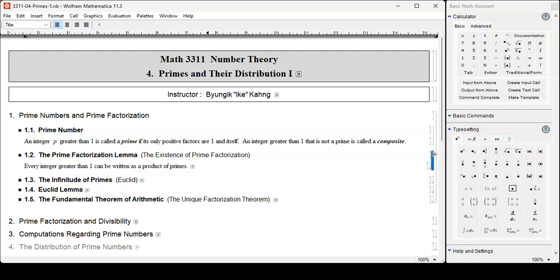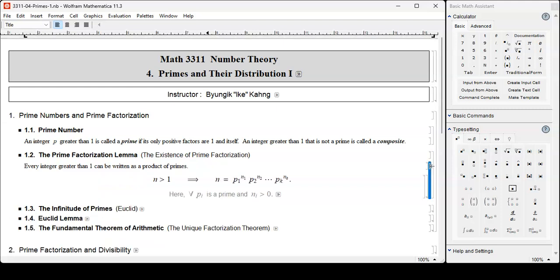The next topic, prime factorization. I know you have been going through prime factorization problems since elementary school days, but finally, here's a proof that the prime factorization is always possible. Every integer greater than 1 can be written as a product of primes, like this. Here, each pi is a distinct prime, and then the power must be greater than 0, so 1 or higher.